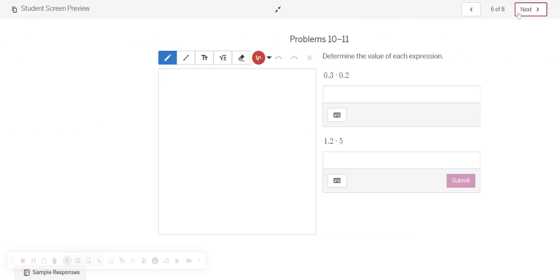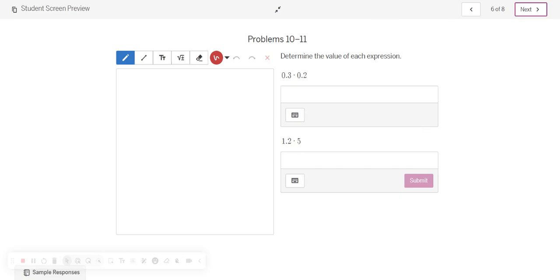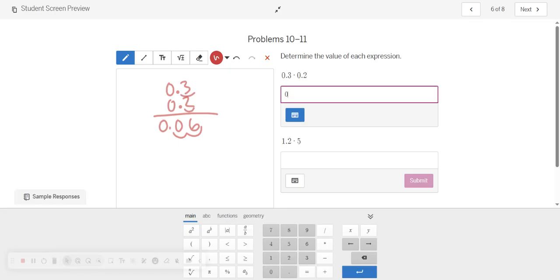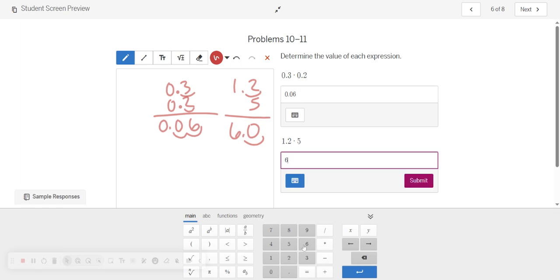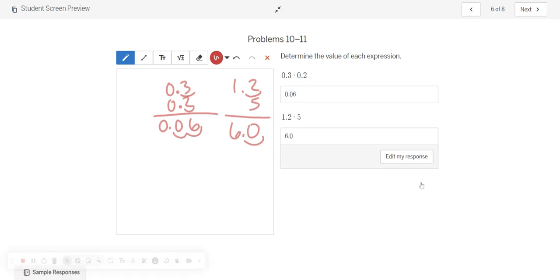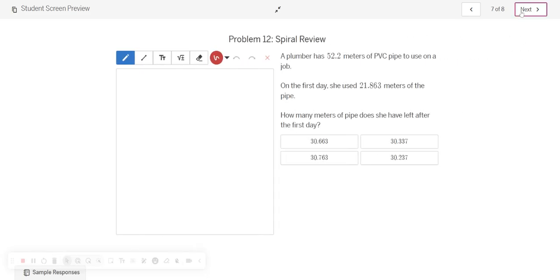3 times 2 is 6. But 3/10 times 2/10, you're going to get a 6, but with two decimal places because there's one there, one there. So I get 0.06. Here I've got 1.2 times 5. That would be 60, and then there's going to be one decimal place. So down there I get 6.0. Totally different.